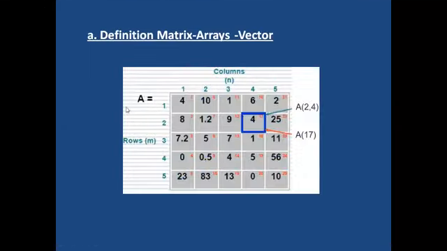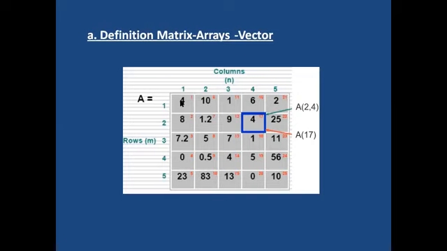So, defining a matrix. So this is going to be a matrix. Here we have rows. This is row 1, this is row 2 and row 3. This is column 1, column 2, column 3. And these are all called elements. 4, 10, 1, these are all called elements.